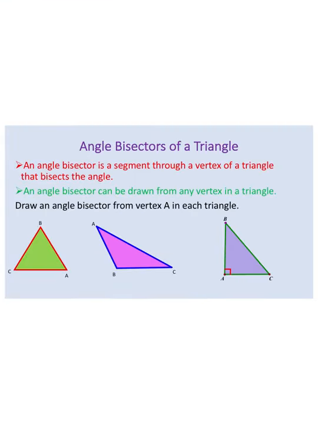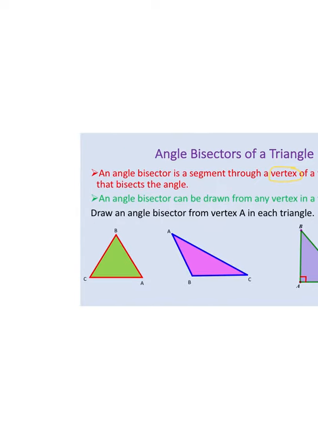Okay, next one we have is an angle bisector. An angle bisector is a segment that also goes through the vertex. So far, every segment that we've had has to start at the vertex, and it's going to be one that bisects the angle. And it can be drawn from any vertex in the triangle. So we're only going to focus on one for each of these again. We're going to focus on the angle bisector from vertex A.